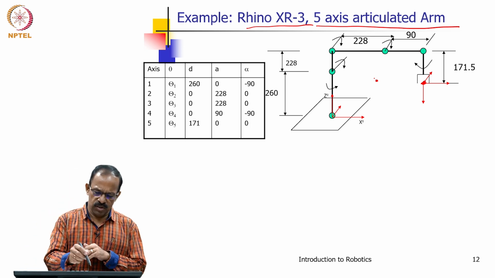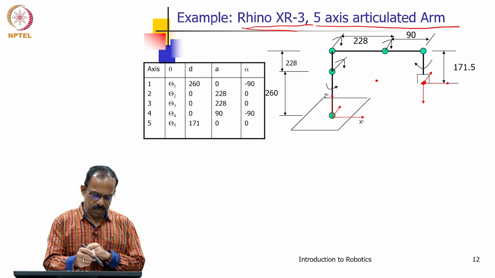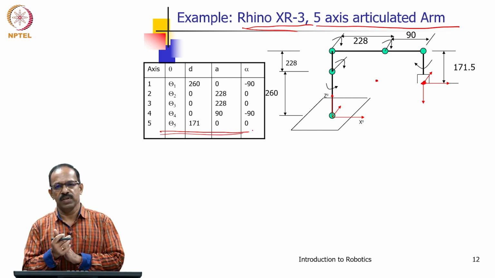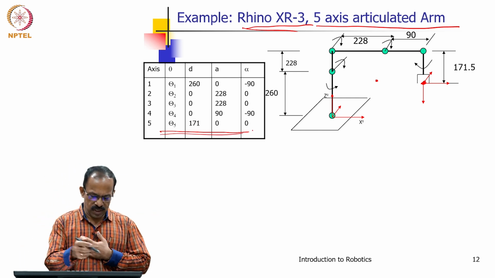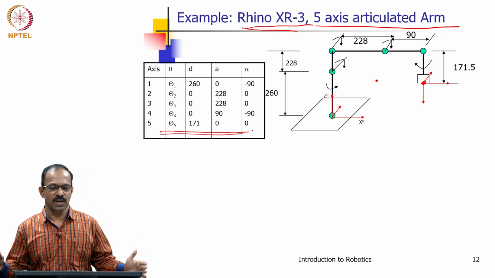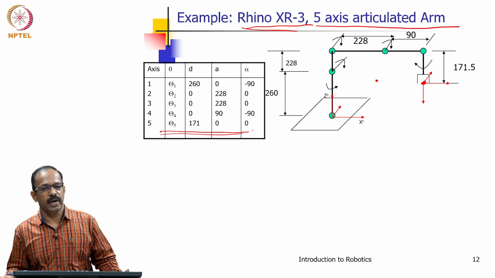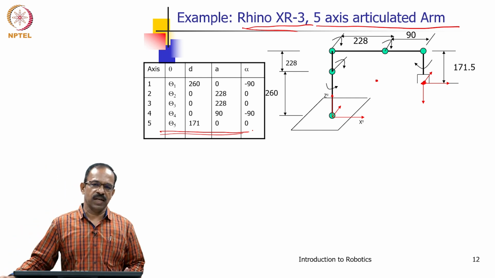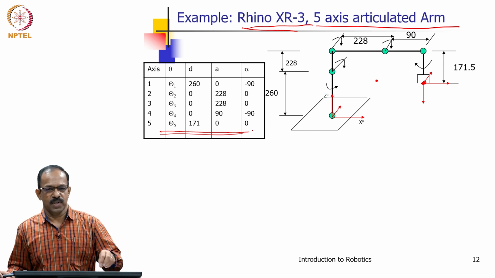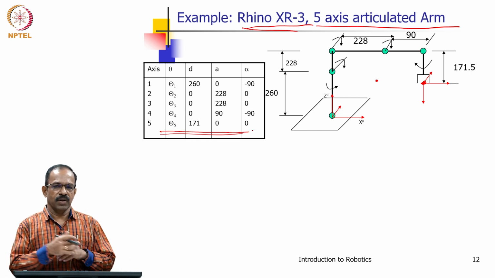So, here this Rhino XR3 is an industrial robot, 5 axis robot, and DH parameters are given here. You can actually find them from the method that we discussed already. So, try to find the DH parameters and then get the forward kinematic solution. That is the first step in solving the inverse. We need to have the forward kinematics solved, so that we will be able to write down the relationship, the R matrix to be solved. For that we need to get the DH parameters and then use them to get the transformation matrix and then get the R matrix.